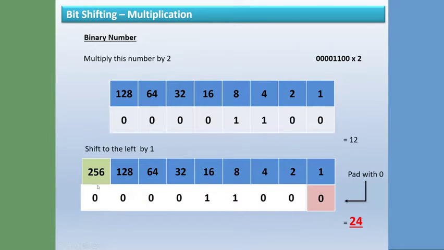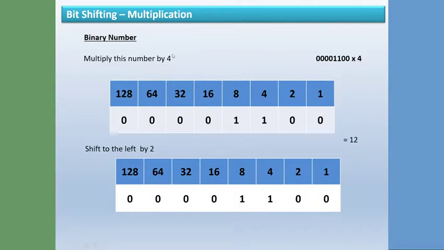It introduces another bit on the end, 256. But the whole number has shifted along. We end up with an empty space over here, so we have to pad that out with a 0. As you can see now, the result of that bit shift doubles the number. It multiplies it by 2. We've now got a 16 added to an 8, which gives us our 24. So we very easily multiplied that number by a factor of 2.